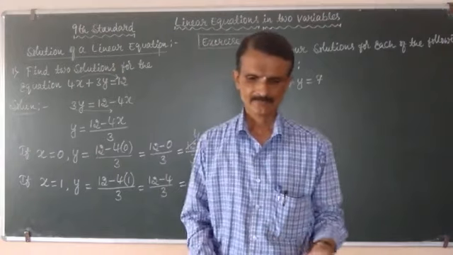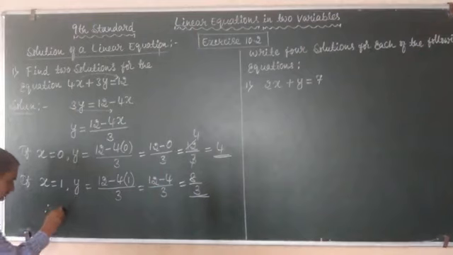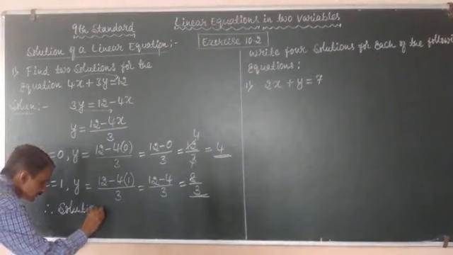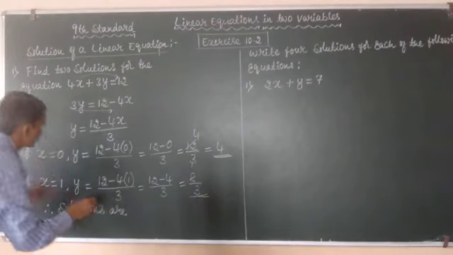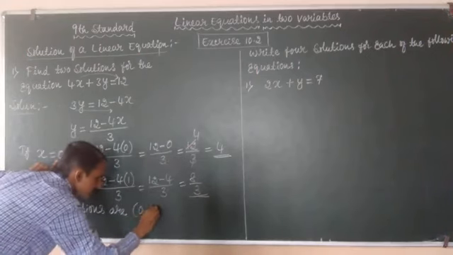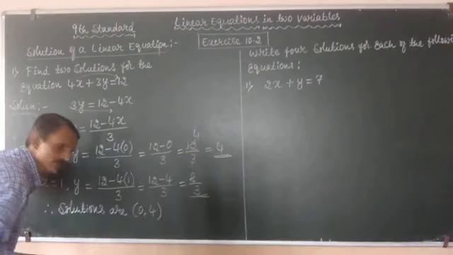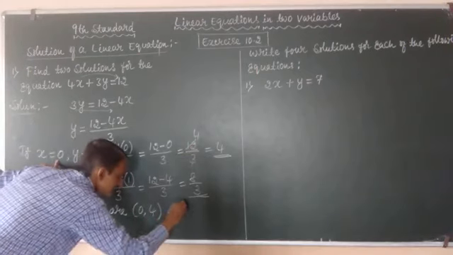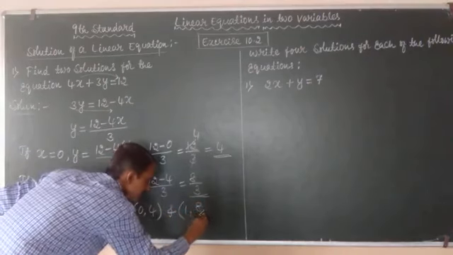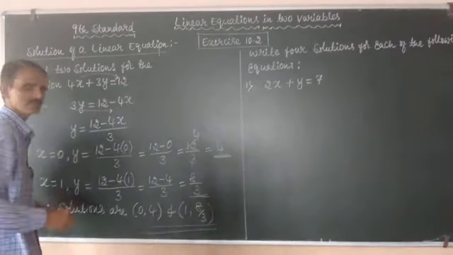So therefore the solutions are (0, 4). This indicates the first one is the value of x and the second one is the value of y. And if x equals 1, y equals 8 by 3. So these are the two solutions of the linear equation.